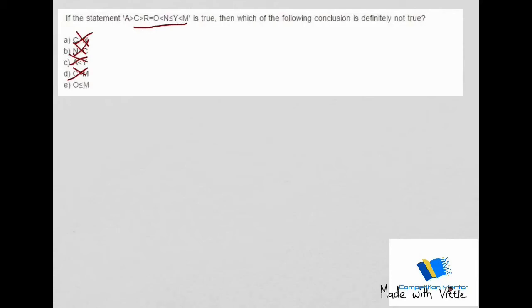And then it is O is less than or equal to M. Now you can see what the actual relationship between O and M is.